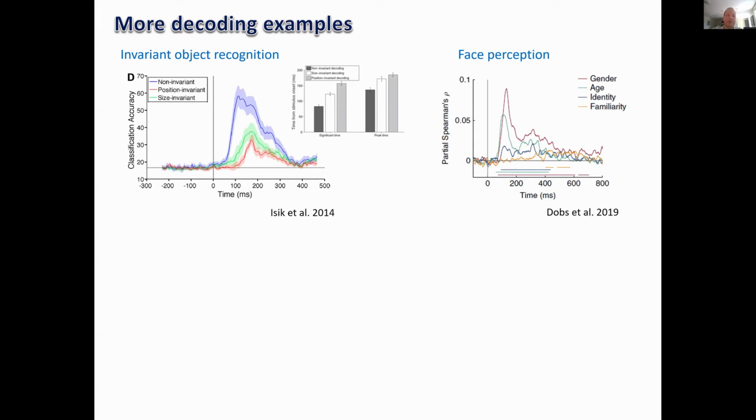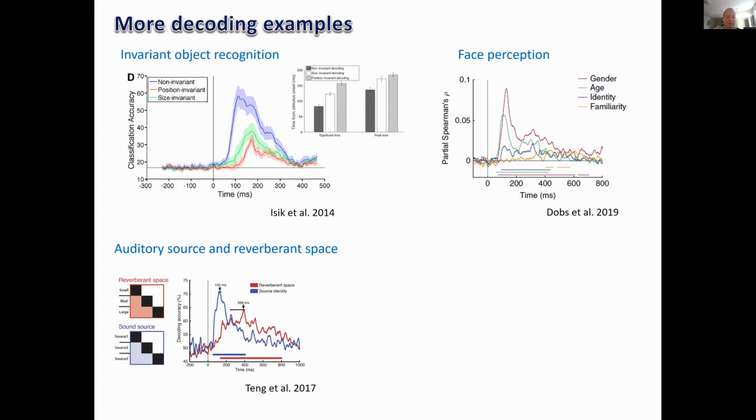We can also do decoding in different concepts, such as for face perception. We present several faces, and we can see how we can decode gender information, or age information, or identity, or familiarity. And this really gives us an idea of which properties of the faces are processed first, and which concepts are processed later. So it can also work as a constraint for neural models of vision and so on.